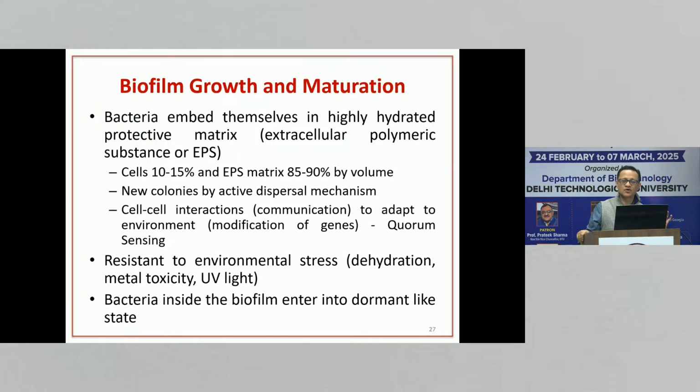To answer that question, 40, 60, 50, 50, so it's 10, 90. So it's only 10% bacteria and 90% of that slimy thing protecting the bacteria. So much protection is given to that little bit of bacteria so that you cannot kill it. And this bacteria is resistant to dehydration, metal toxicity, UV light.